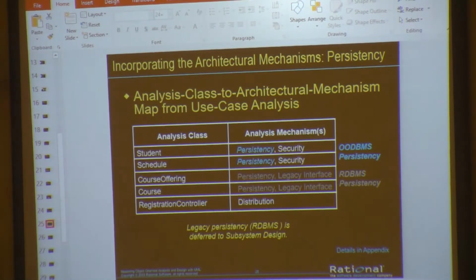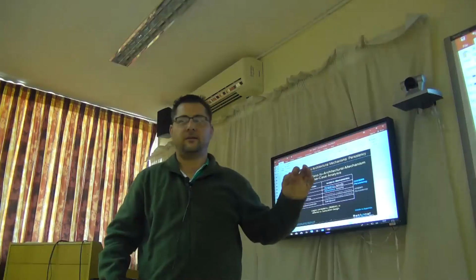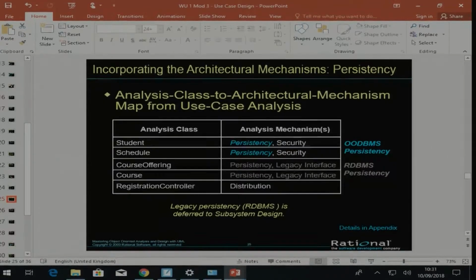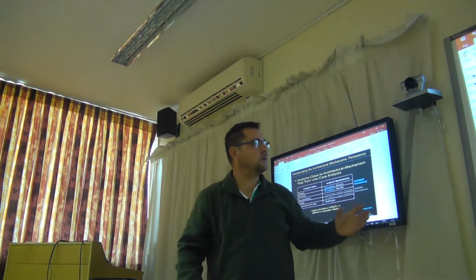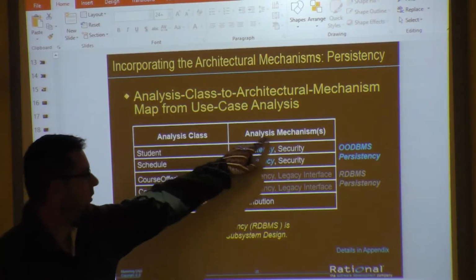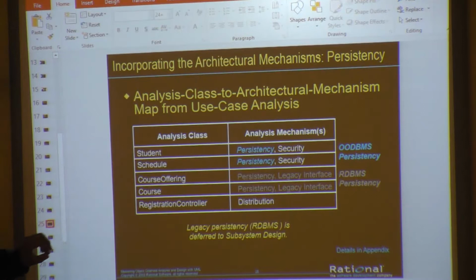So when we're looking at our design elements that we've identified, or even the analysis mechanisms for your analysis classes, you might have a student and schedule and so on, your entity classes. If they are using some form of persistence, have we identified what type of persistence yet? No, that's possibly part of your architecture, but it's also part of your database design, where you look at how you are going to deal with the storage or retrieval of this data.